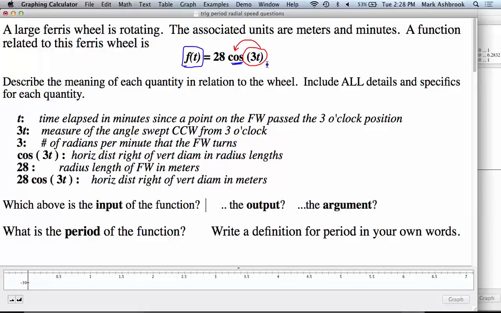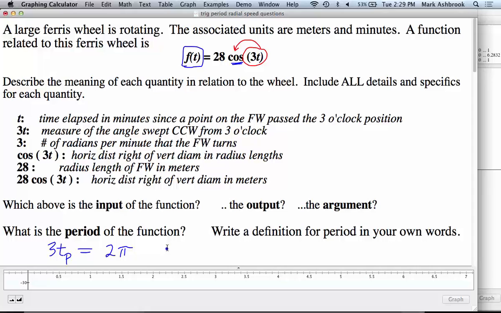So how are we going to get the value of t that gives us one full cycle? What are we going to do? We're going to take that angle measure, the measure of the angle counterclockwise from 3 o'clock. We want that angle to reach 2 pi. And when it does, that will be the specific value of t that gives us one full cycle of output.